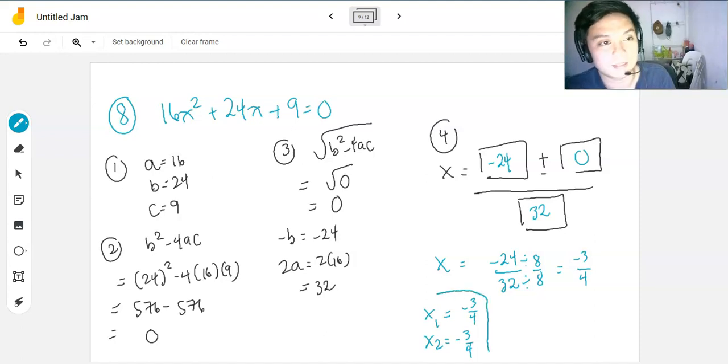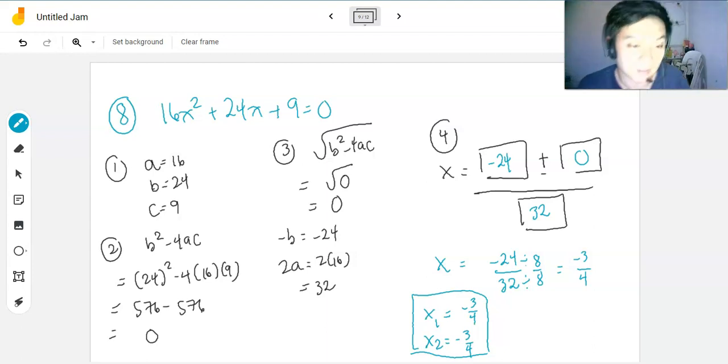So, ganyan, makabilis. Kasi nga, the two roots are just equal. Galing nga yan sa discriminant na equal to 0 lang.